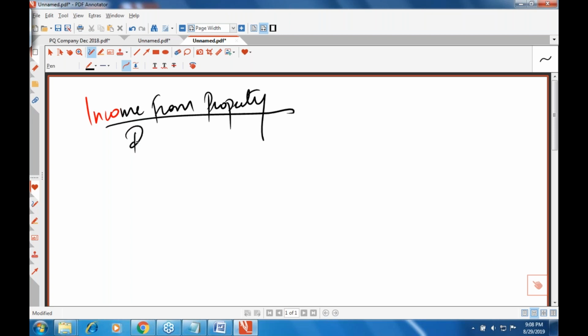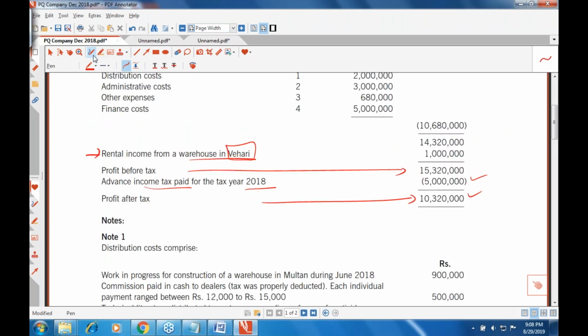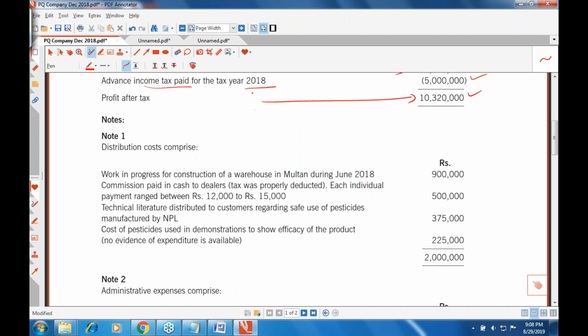The income from property is basically the rental income, and the rental income is 1 million here. Now what next is there? The next situation is that there are expenses which need to be seen.